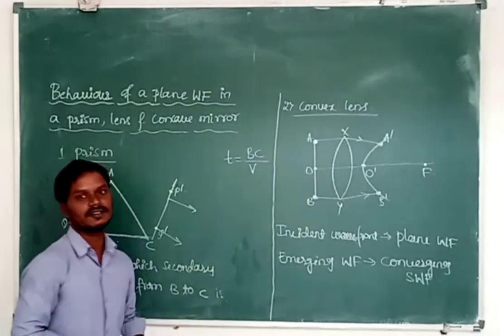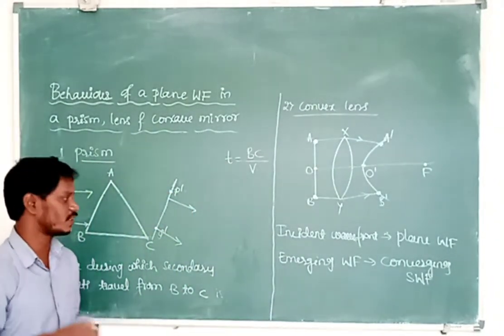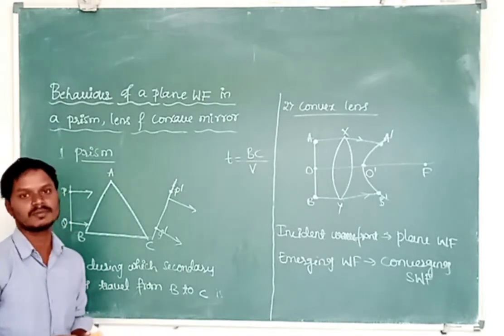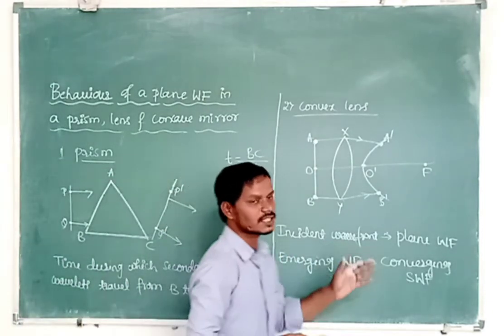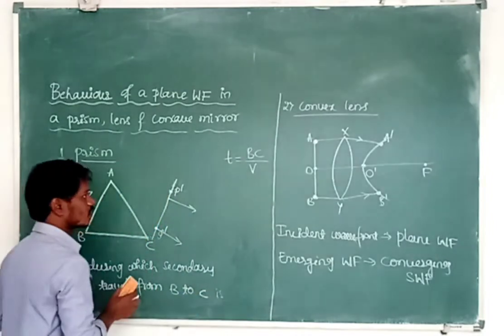And in the case of a concave lens, which type of emerging wavefront will be formed here? That is a diverging spherical wavefront. So let us discuss that one.